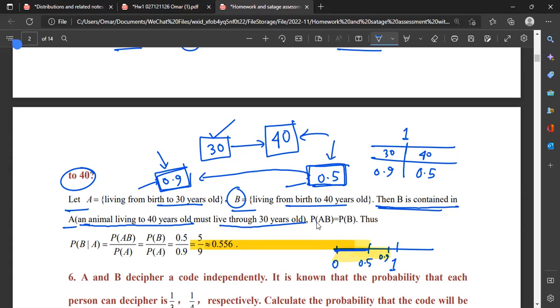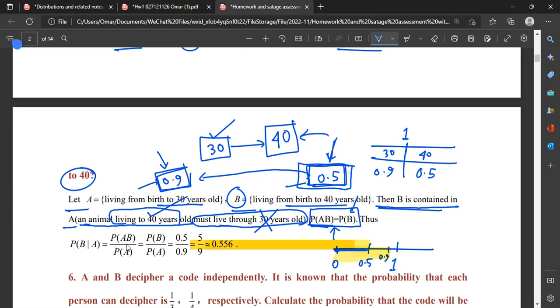Okay. And then P of AB. P of AB will be P of B, because you know the probability of living 40 years. An animal living 40 years means it must have lived 30 years, so we don't consider the 30 years. We just consider the probability of living 40 years. So that's why the probability of AB will be the probability of B, this 0.5, okay?